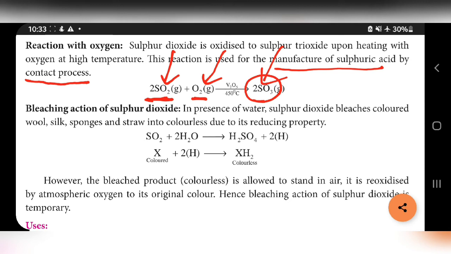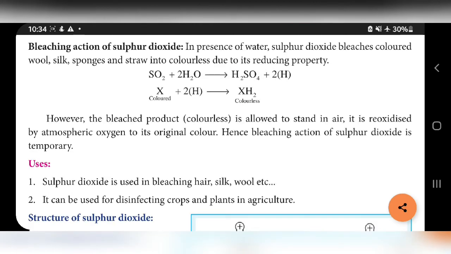Next one, bleaching action of sulfur dioxide. In the presence of water, sulfur dioxide bleaches colored wool, silk, sponge and straw into colorless due to its reducing property. Example, SO2 reacts with water.